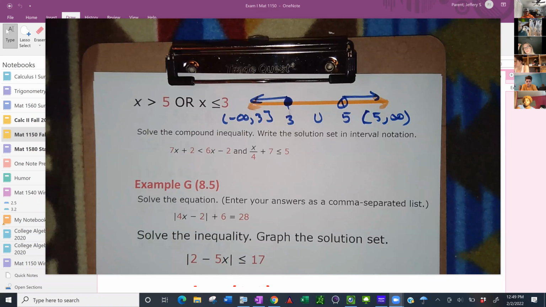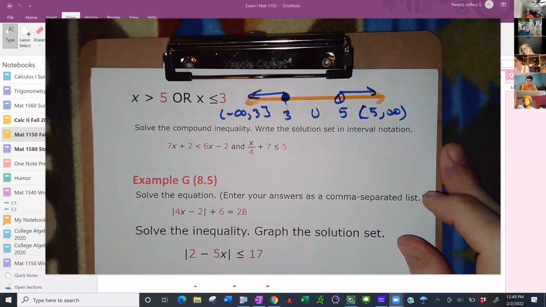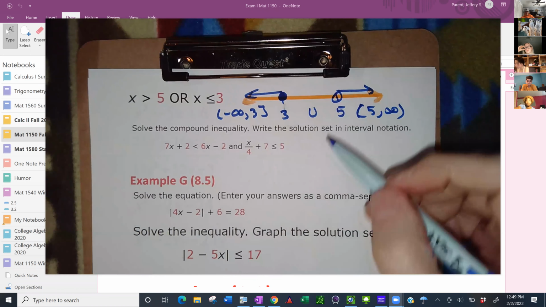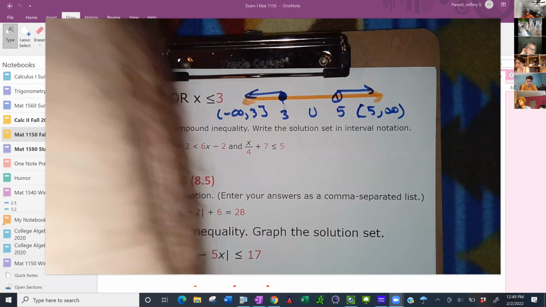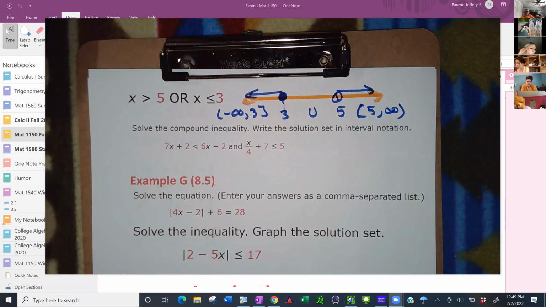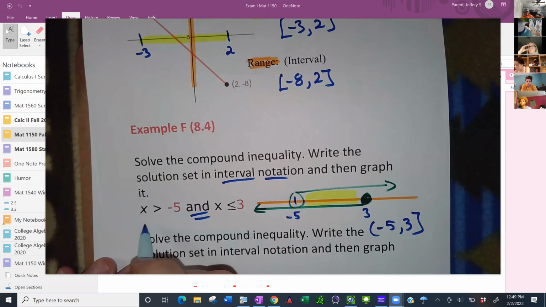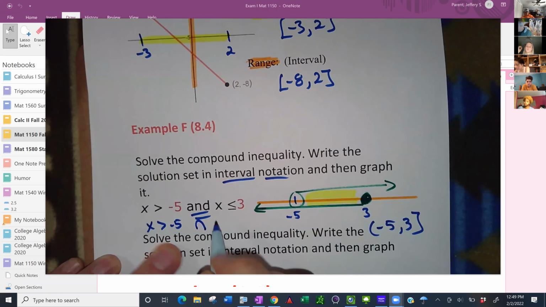Can you remind me when we would use the other sign, the union sign that's upside down? The intersection. Yeah, can you remind me to use that? So I could have used it in the last problem right here. I could have said x is greater than -5, intersect x is less than or equal to 3.